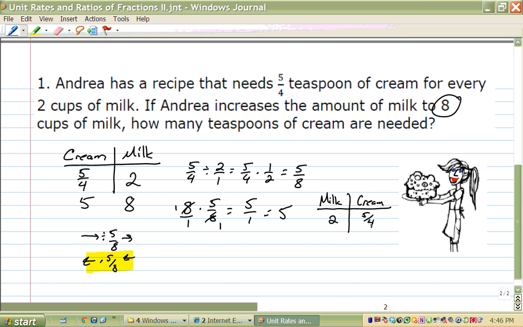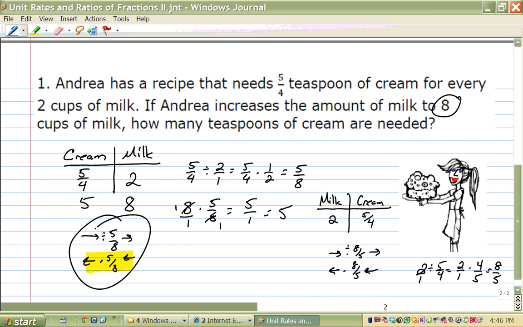You will see. All right, so here what I do is take 2 divided by 5/4. So 2 divided by 5/4 is the same as 2 over 1 times 4 over 5. And I end up with 8 over 5. Oh, man, look at that. So if I go this way, I divide by 8 over 5. If I go this way, I multiply by 8 over 5. It's the reciprocal of this one over here.